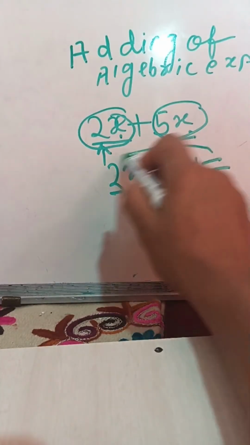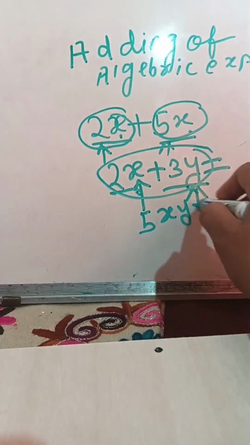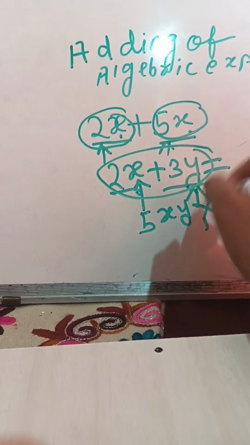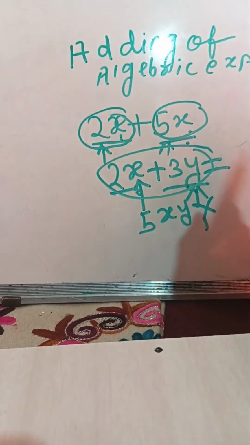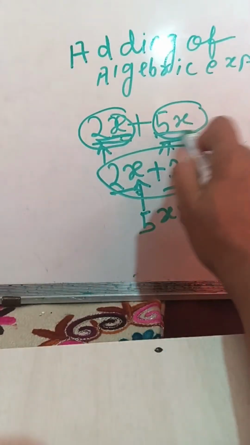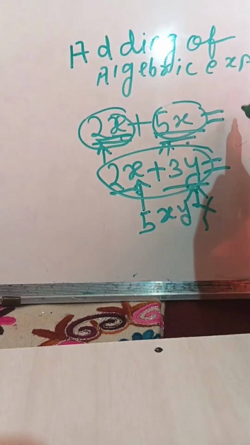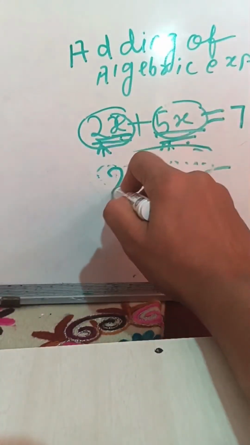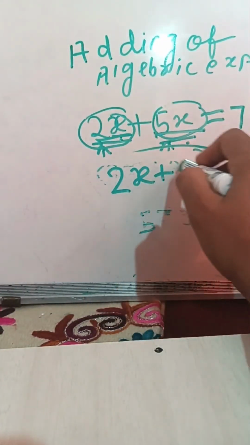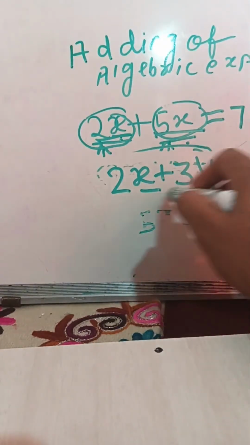We cannot add 2x plus 3y, like we cannot write 5xy. We cannot do this. This is wrong. But 2x plus 5x, both having the same factor x, then we can add these and get 7x. But we cannot add 2x plus 3y, because both have different factors.